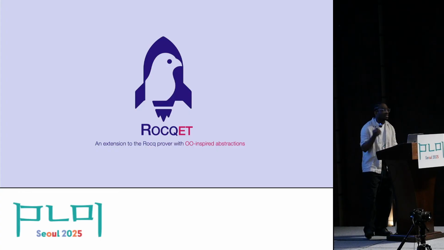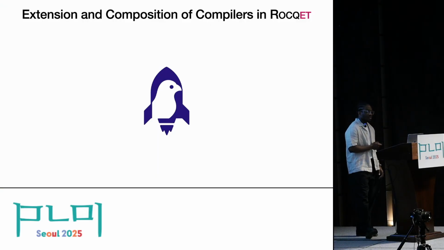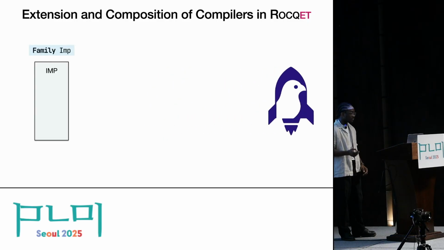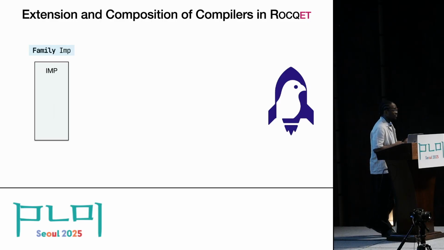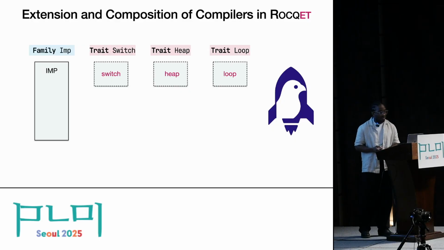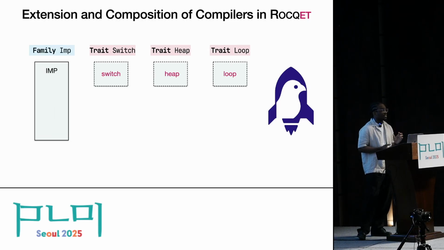Okay, let's see how Rocq can solve the expression problem. In particular, we want to do composition and extensibility of certified compilers. So here's Imp. In Rocq, modules are called families. So we have something called a unit of extensibility called a family. And if we want to extend Imp with switch, heap, and loop, we do this in a refinement called a trait. And notice here that we don't duplicate the code. We just extend it modularly.